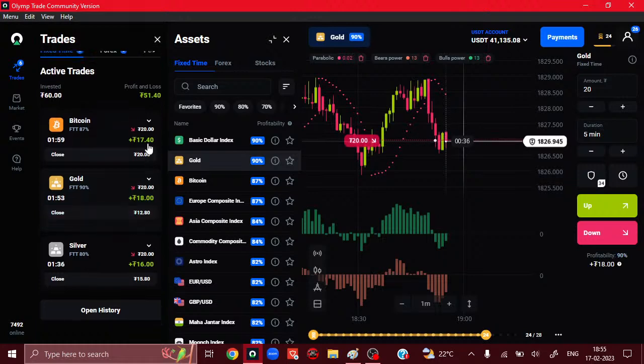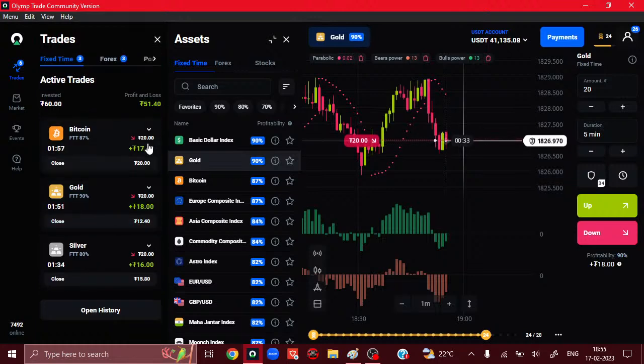Let us wait for these three trades to close. Meanwhile, guys, if you have any doubts, please feel free to ask. If you want to share any entries, please feel free to suggest. If you want to discuss anything, please feel free in the live chat.